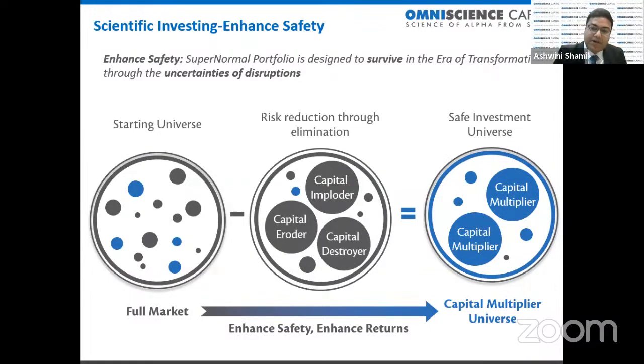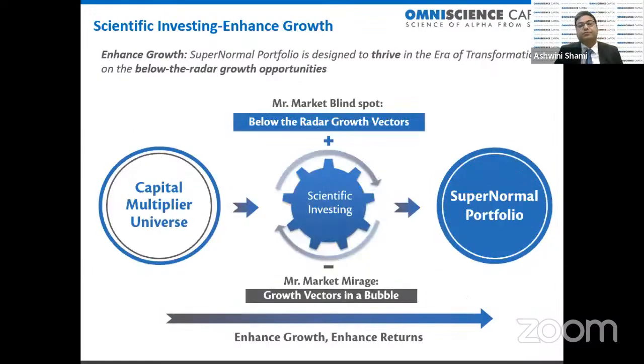Now the second step comes in, where you focus on growth factors. You are now left with a cleaned-up universe where companies are all fundamentally good. When you are creating a portfolio, you select a subset of that capital multiplier universe. You want to tilt your portfolio to have certain exposure to high growth companies.